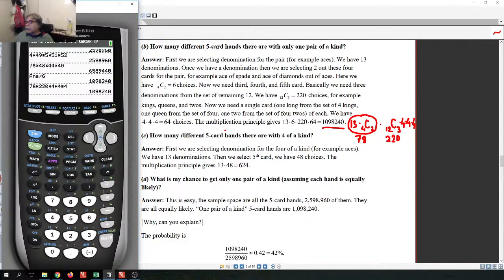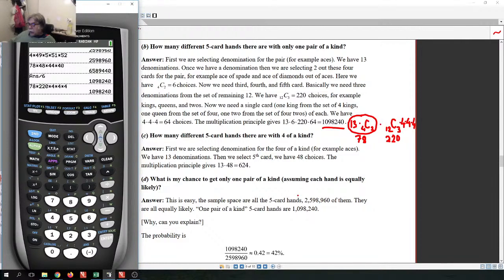The number of 5 card hands where there is a pair of a kind is 1,098,240. Each 5 card hand is equally likely as any other 5 card hand. You can think about it, but that's the case, and you have a finite number of them. So we can use that for probability: you have to divide the number of all of the options for the 5 card hands with 1 pair of a kind by the total number of all of the possible 5 card hands.